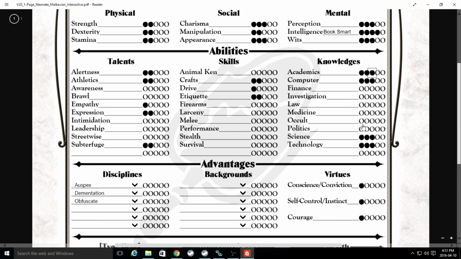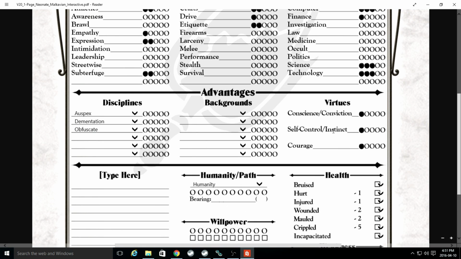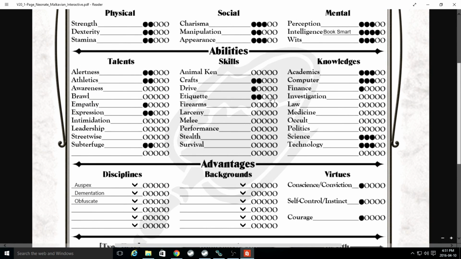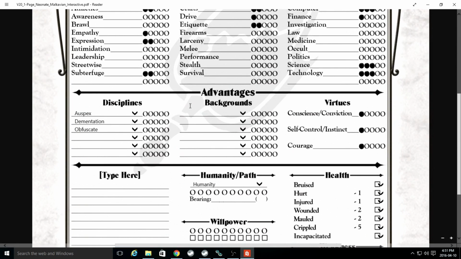Pretty book smart. Pretty smart guy. So that's 12. And we'll go 13 with finance. We'll throw a dot in finance. He knows a little bit about that. That'll work. Okay. Now for this guy, so 13, 9, 5. Yep, we're good. So for this guy here, I think we're gonna go 3 dots in Auspex.